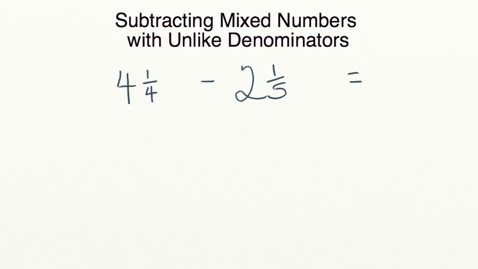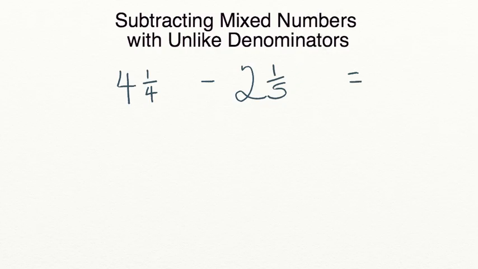Welcome to today's lesson, Subtracting Mixed Numbers with Unlike Denominators. Today we are going to practice two different methods that you can use to subtract mixed numbers. Let's go ahead and get started. We are going to begin today by using the example 4 1/4 minus 2 1/5.